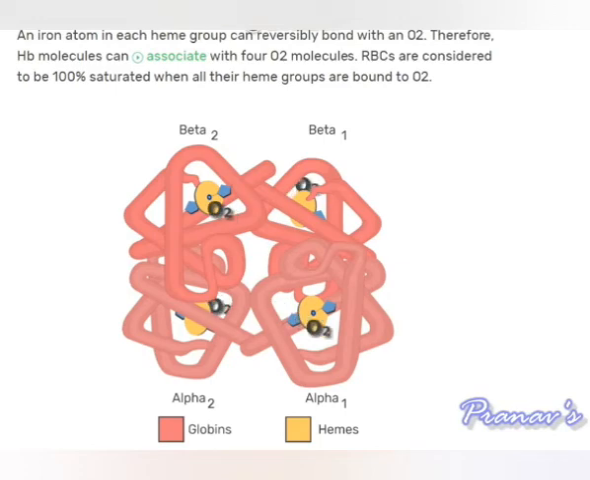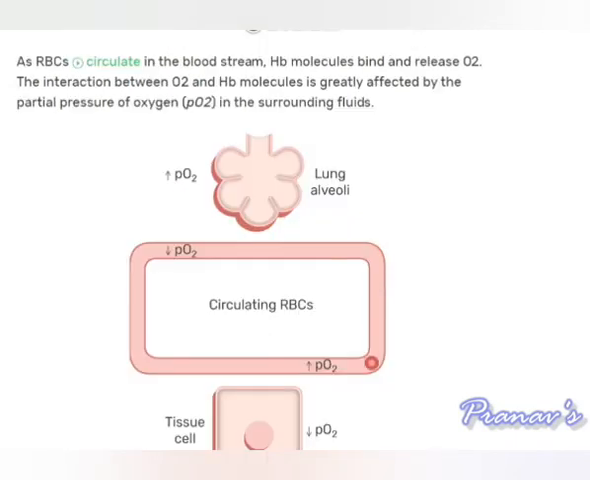An iron atom in each heme group can reversibly bond with an oxygen. Therefore, hemoglobin molecules can associate with 4 oxygen molecules. RBCs are considered to be 100% saturated when all their heme groups are bound to oxygen. In this animation, the RBC is saturated as all the 4 oxygen molecules are bound with the heme groups. As RBCs circulate in the bloodstream, hemoglobin molecules bind and release oxygen. The interaction between oxygen and hemoglobin molecules is greatly affected by the partial pressure of oxygen in the surrounding fluids.